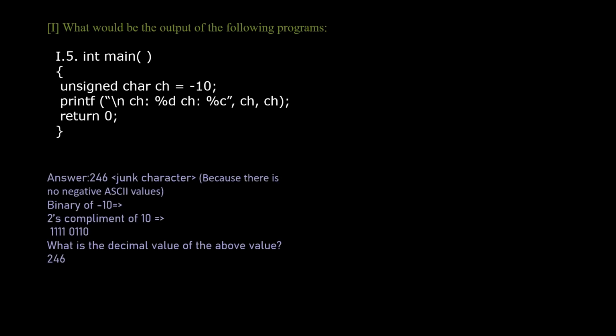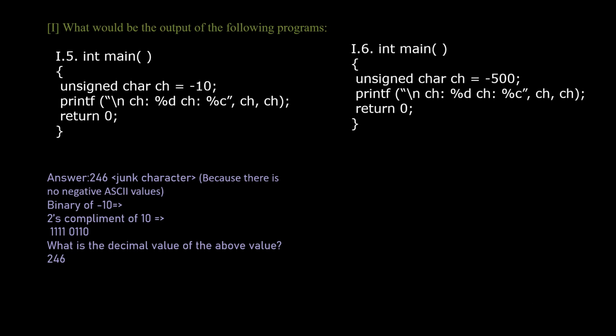Let's see the answer. The binary of -10 is the 2's complement of 10. So the value is 1111 0110. Since it is unsigned char, it is not bothered about the MSB being 1. It just takes this binary and converts it into a decimal value, and that gets printed in %d. And ch with %c will be a junk character.